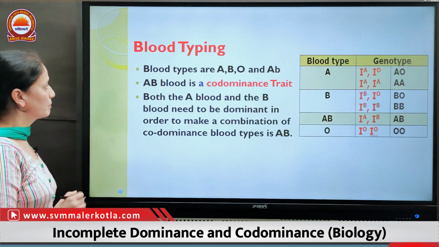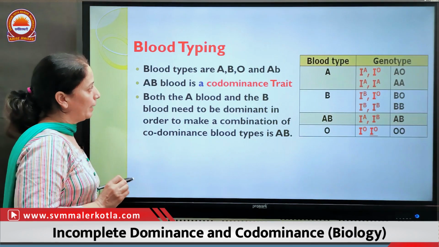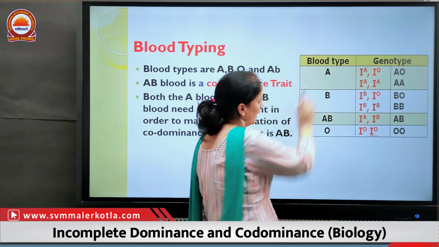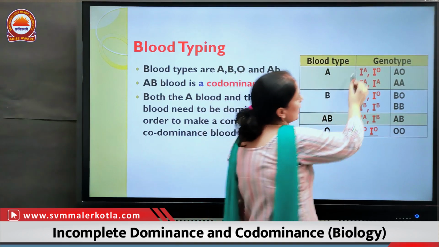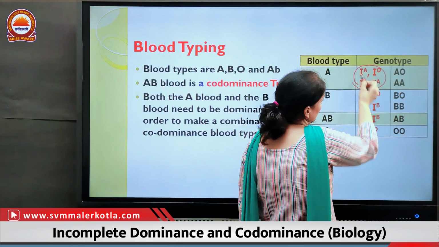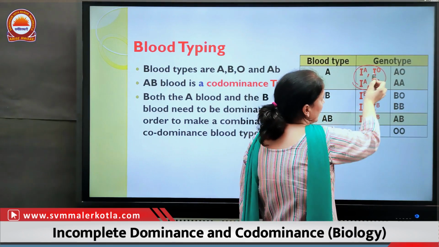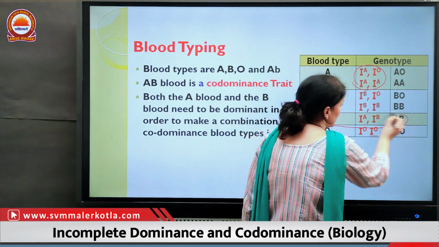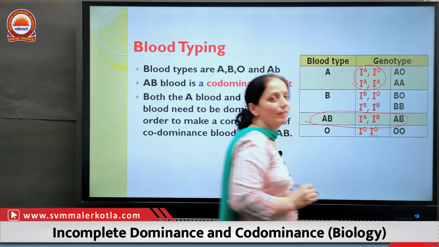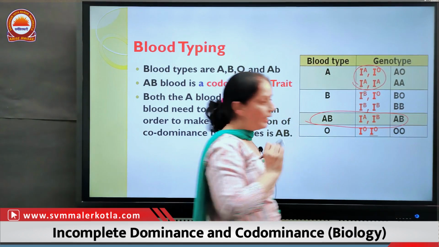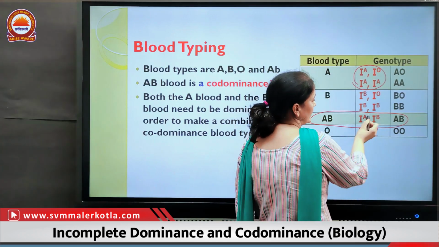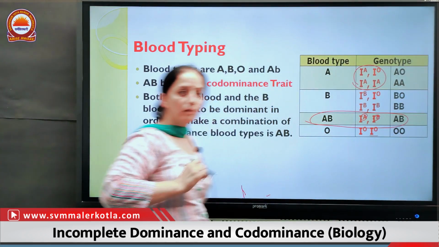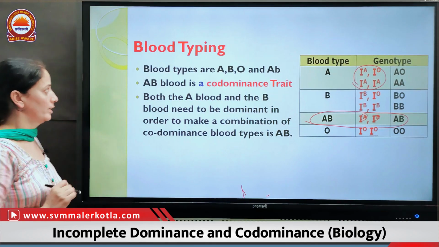First example is of blood groups. Blood types are A, B, O and AB. We can see here there are 4 types of blood groups present in humans: A, B, AB and O. These are the genotypes of the blood groups. You can see here these are the genotypes of the A blood group: IA IA, IA IO. In case of the blood group AB, this comes under the example of codominance. In this case, we can see that both alleles A and B express themselves. Therefore, it is an example of codominance.